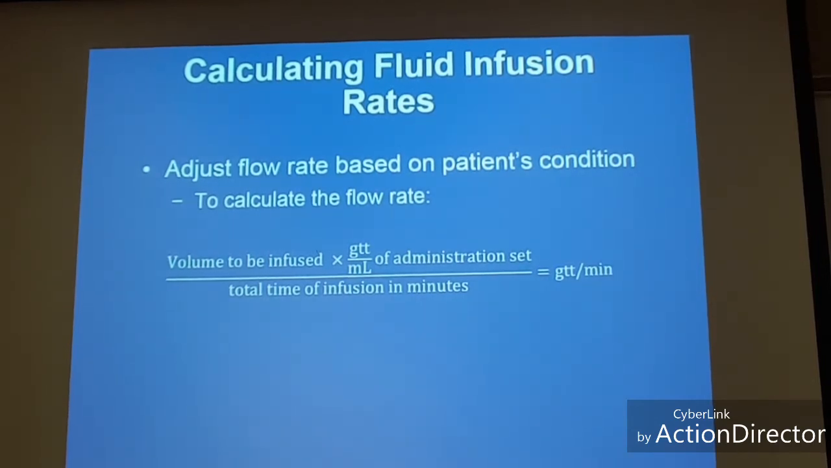I apologize. This is if you're going to give a volume over an amount of time. Odds are, if I'm going to give a liter to somebody, I'm just opening that thing wide open and bolusing them because I need to give them fluids. Right? But how did you do your street math?